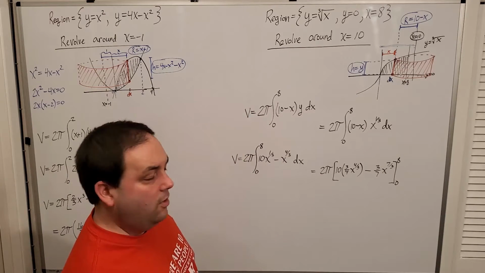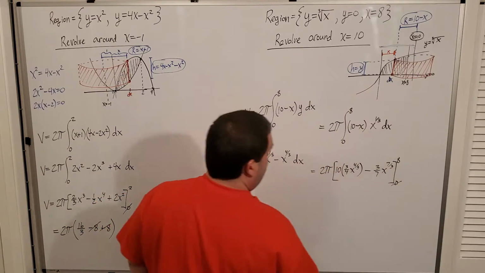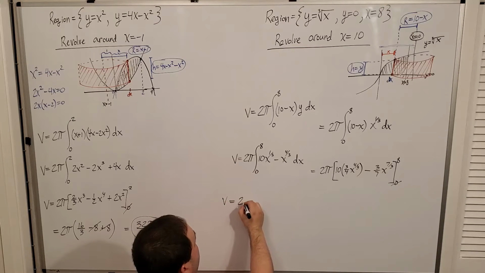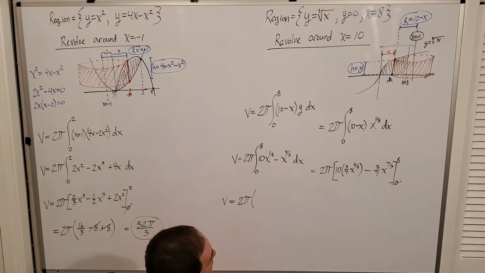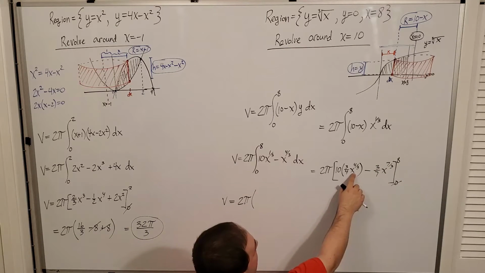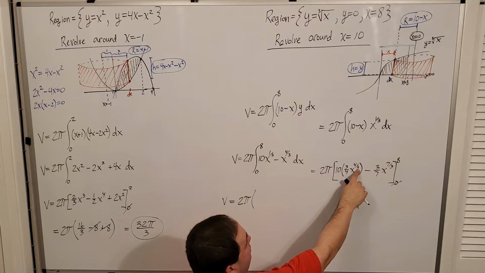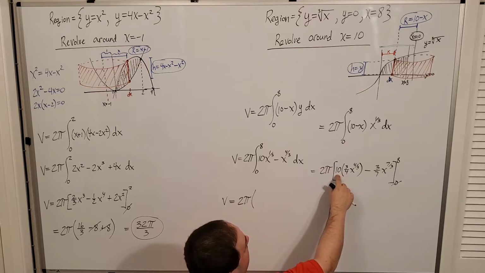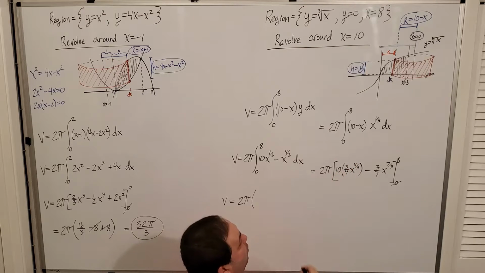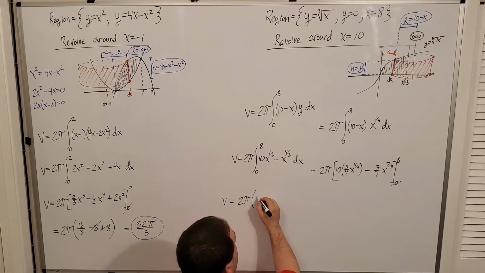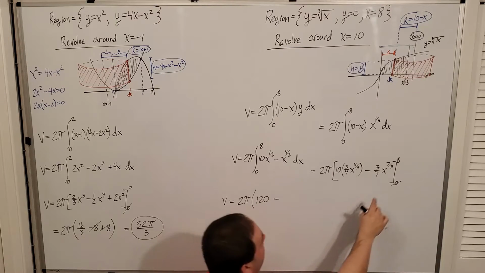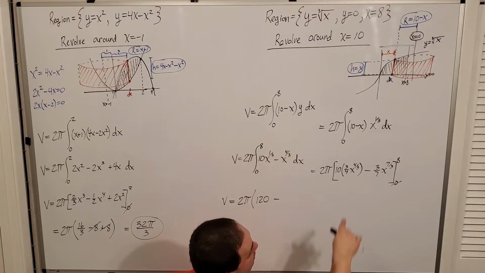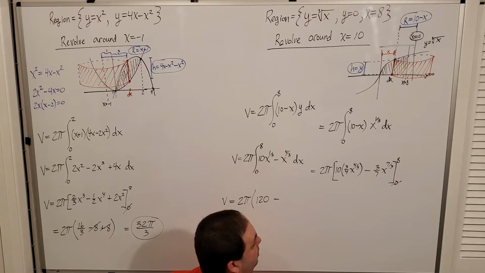Again, lucky us, the 0 knocks out. That's a nice thing to have in there. So then I'm left with my volume being equal to 2 pi times, if I plug in 8, I've got 8 to the 4/3, which is cube root of 8 is 2, to the 4th is 16, times 3/4 times 10. 16 times 3/4 is 12, times 10 is 120, minus 8 to the 7/3. Cube root of 8 is 2, to the 7th power is 128.